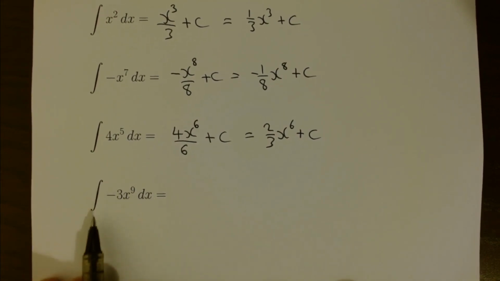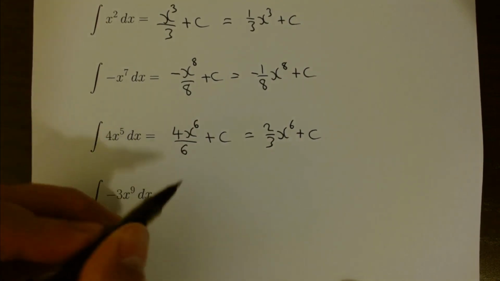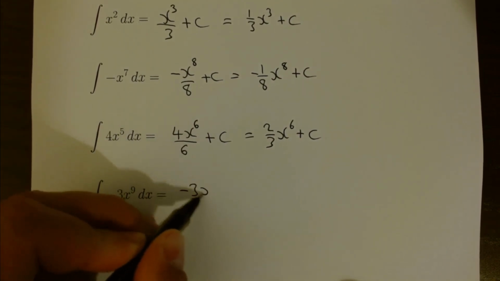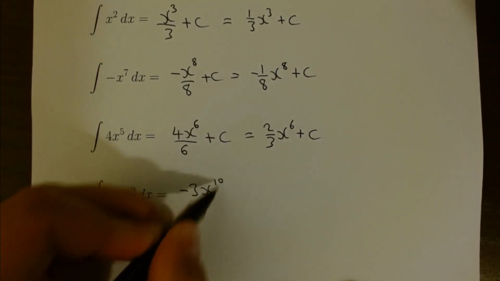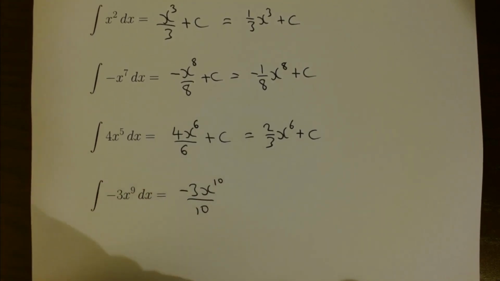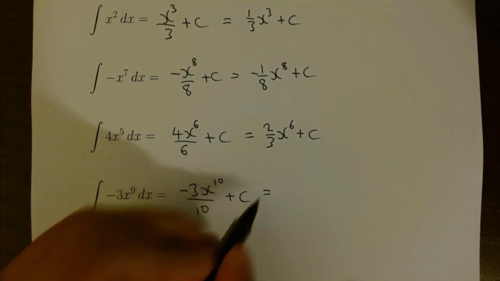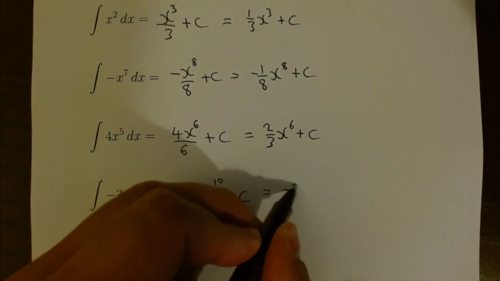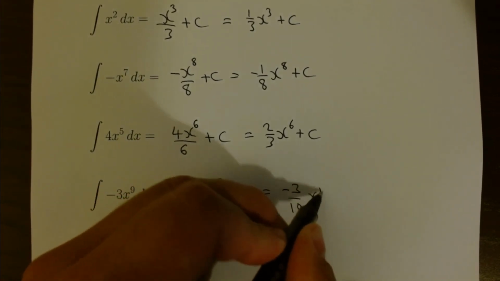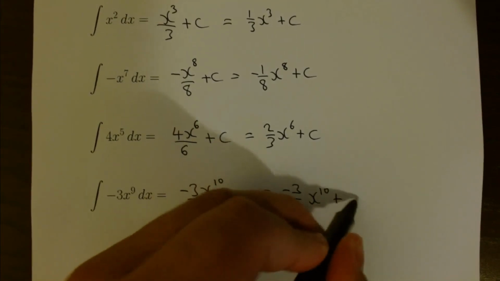And then we want to integrate minus 3x to the 9. We get minus 3x to the 10 all over 10 plus c. And then we simplify. That's minus 3/10 x to the 10 plus c.